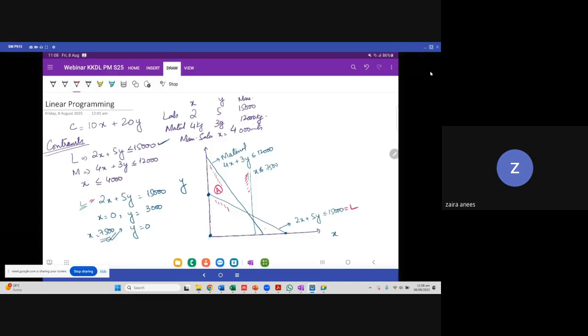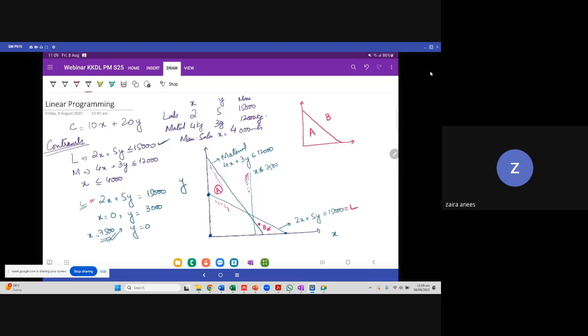Similarly, if you try to produce any output in region B, sorry, pardon, I'm having a bad throat. In region B, since this is below the labor line, labor will be available. But since this is over and above the material line, material will not be available. In simple terms, if this is a line for linear programming, if you choose any output in region A, it's possible. If you choose any output in region B, it's impossible.